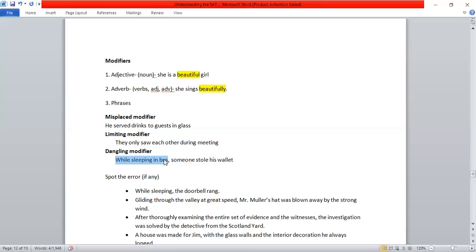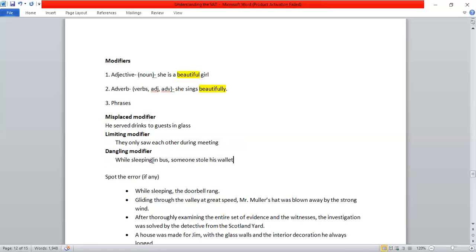The phrase while sleeping in the bus tells you that somebody is sleeping in the bus. Now, let's look at where that somebody is. Where is the noun? The next word after the comma is someone. So this is telling you, while sleeping in the bus, someone. So someone is sleeping in the bus. So who stole the wallet then? The sentence does not tell me who is sleeping and who's stealing. That's the problem with this sentence. Now, how do you correct it?